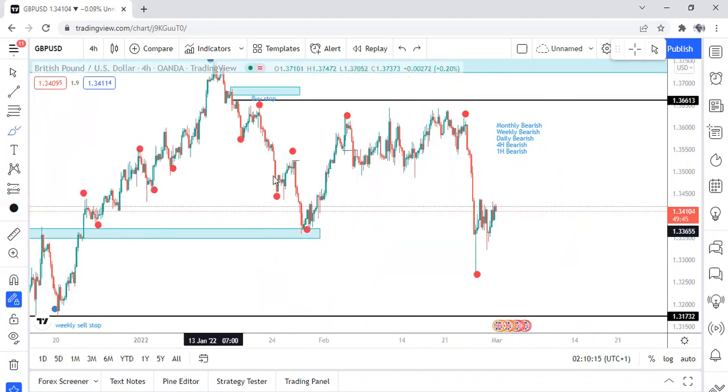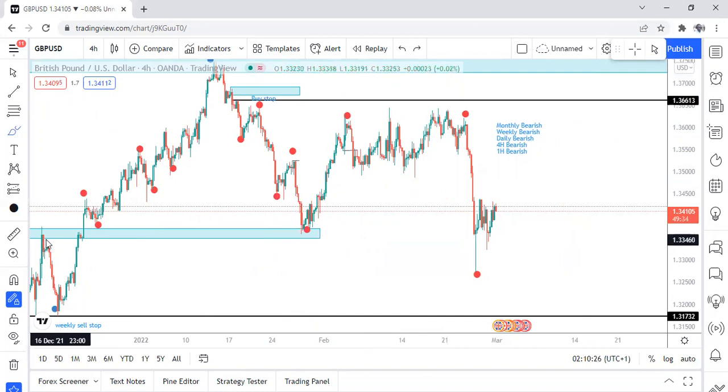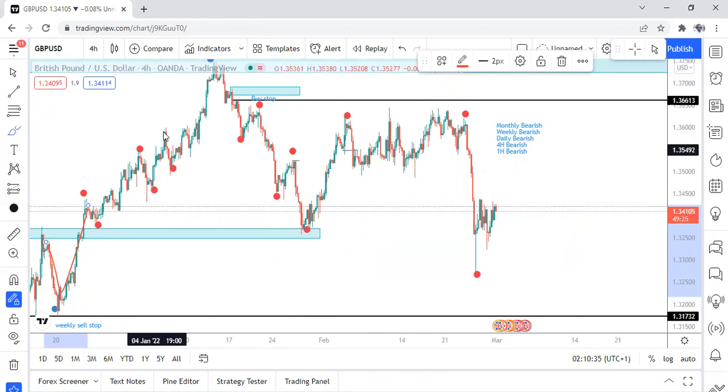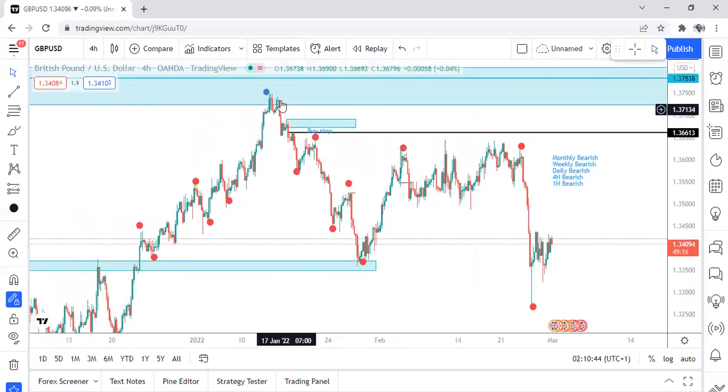As you can see, when I began to sell around this zone, this was where it was coming from. It broke structure. This is higher high, higher low, higher high, higher low, higher high, higher low. By the time it got to my daily point of interest, I'm expecting to be selling around this zone.